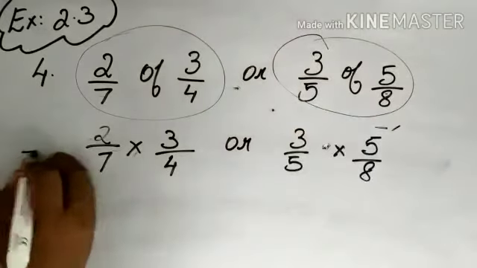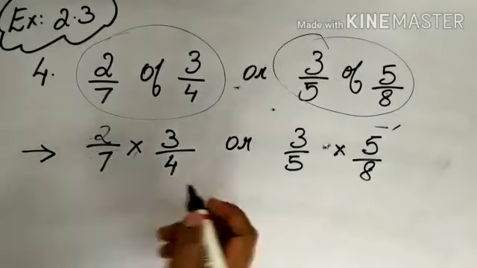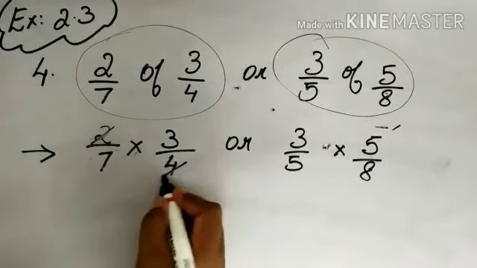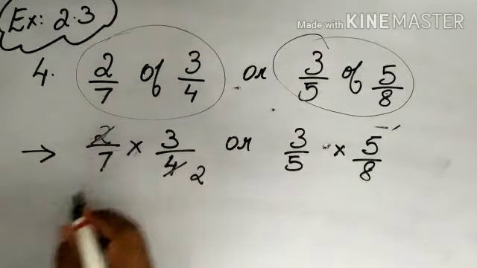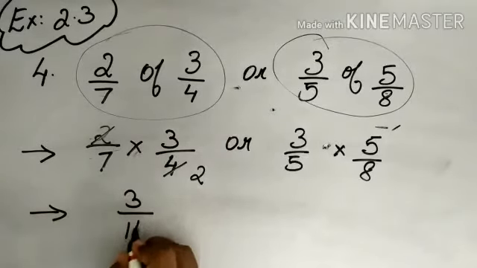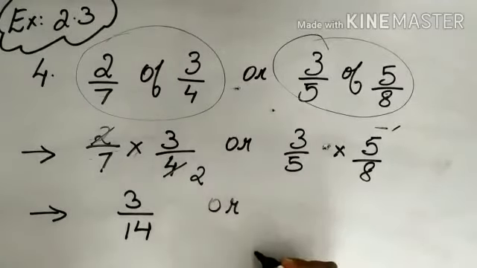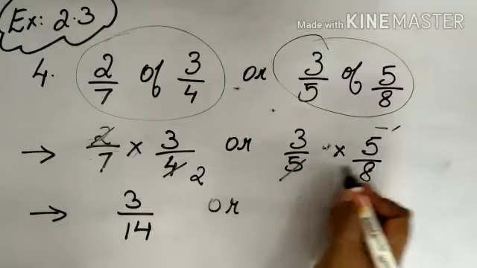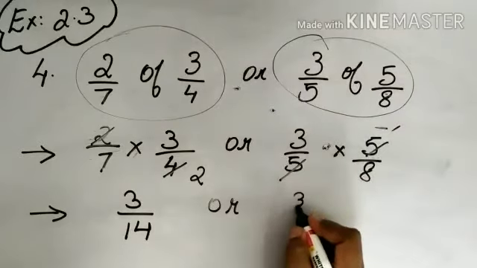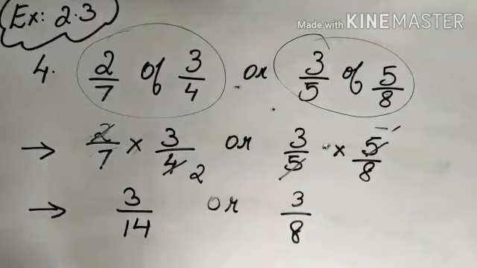Now the next step is to simplify. To make it into a simpler form, 2 and 4 cancel here, and then solving it, you get 3 by 14. Or here you get 3 by 8. So here we have to compare 3 by 14 and 3 by 8.